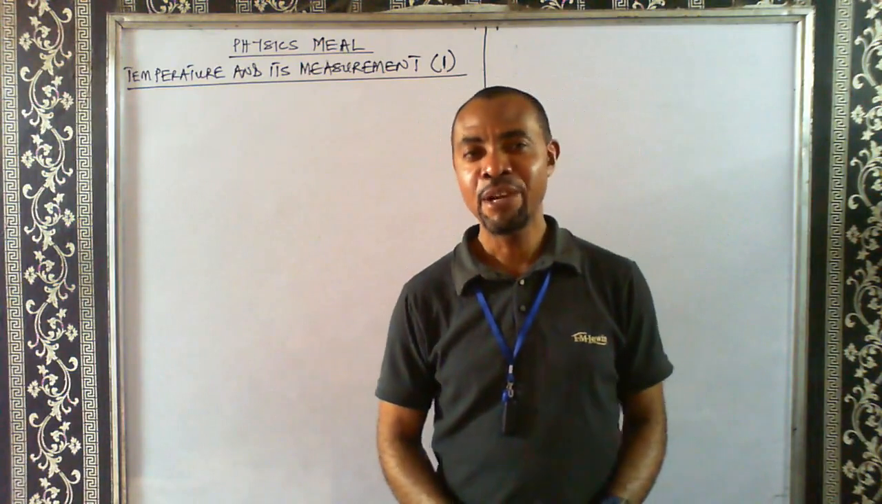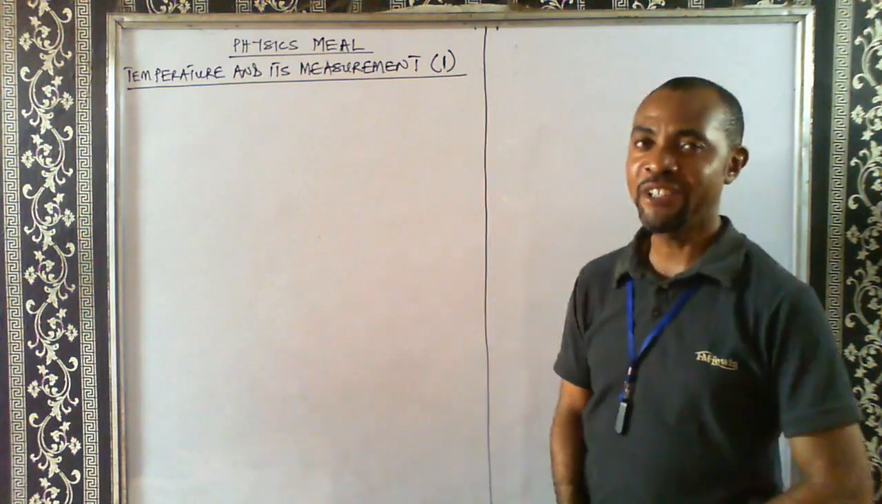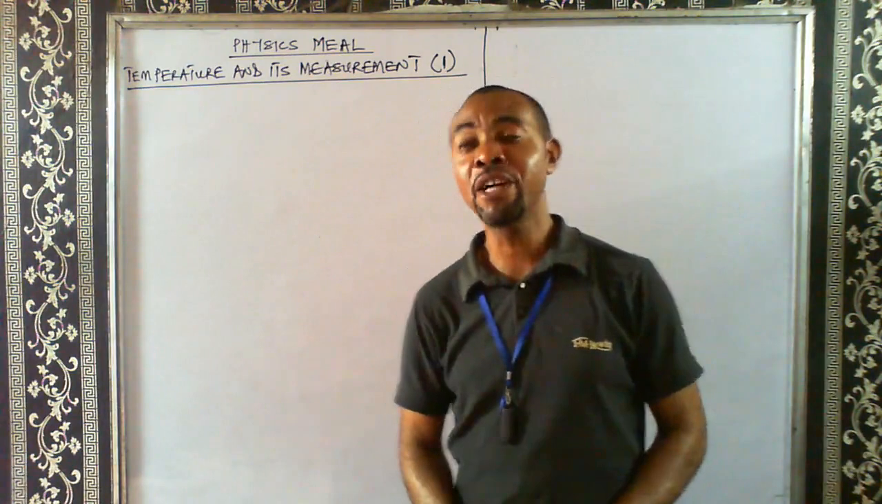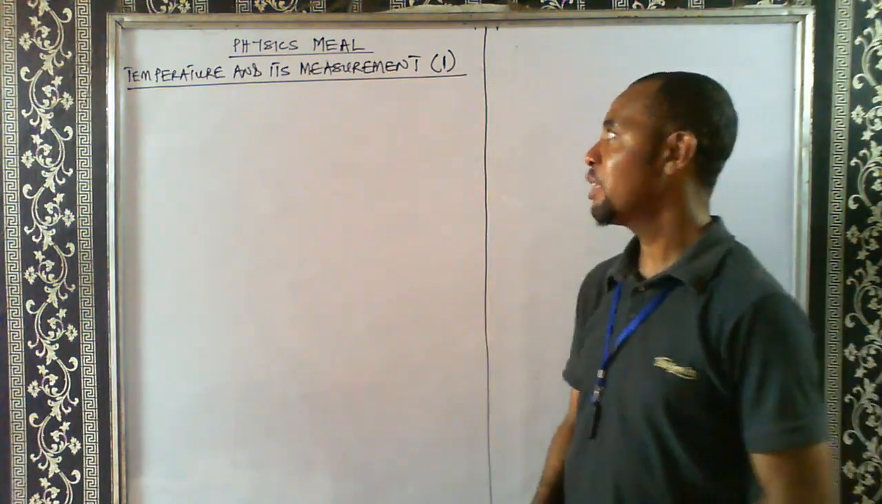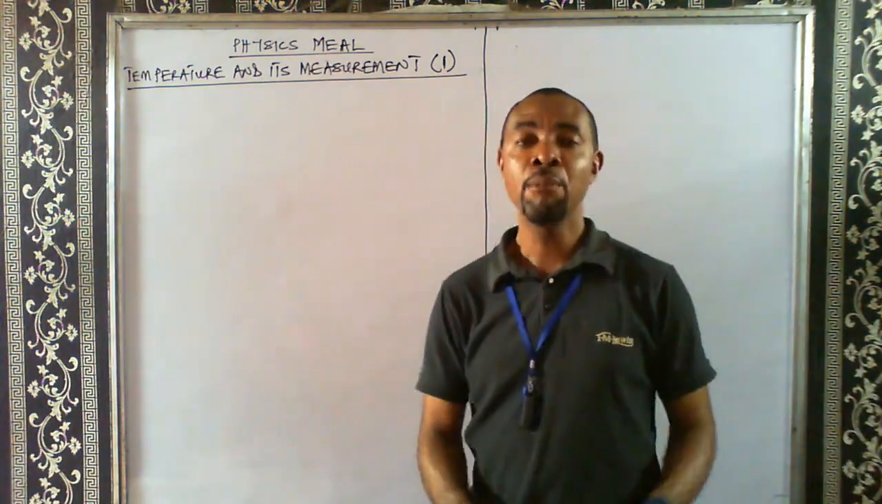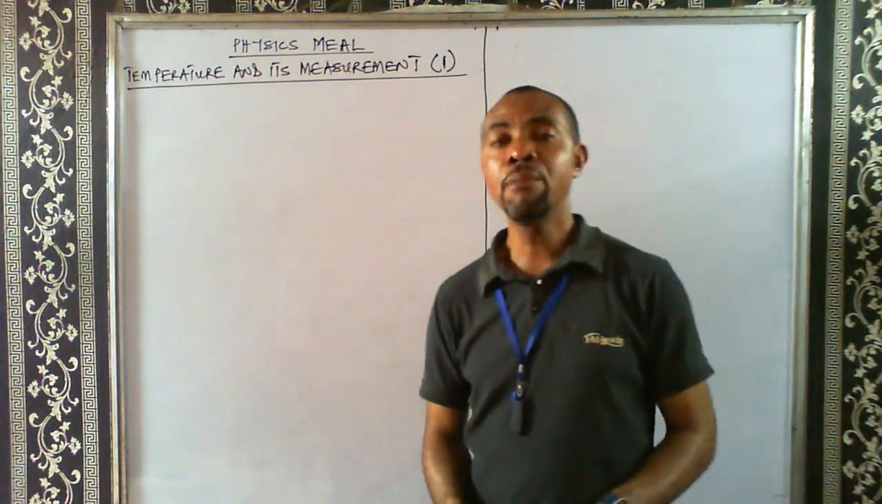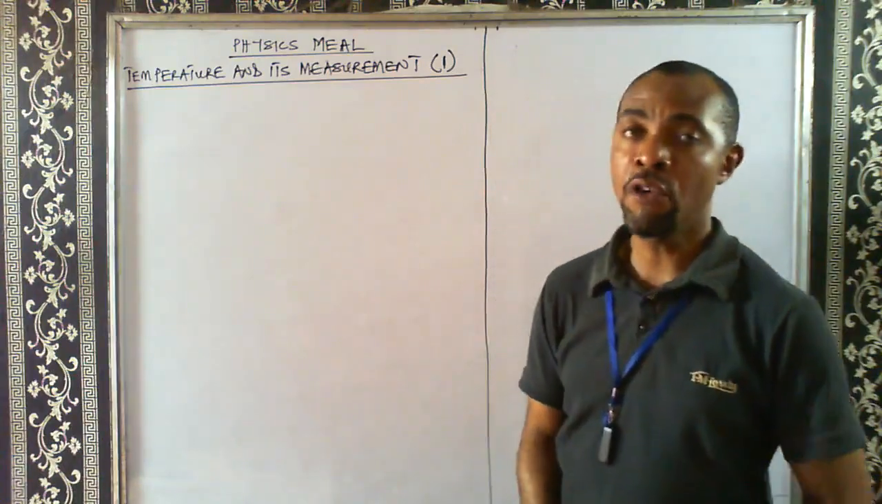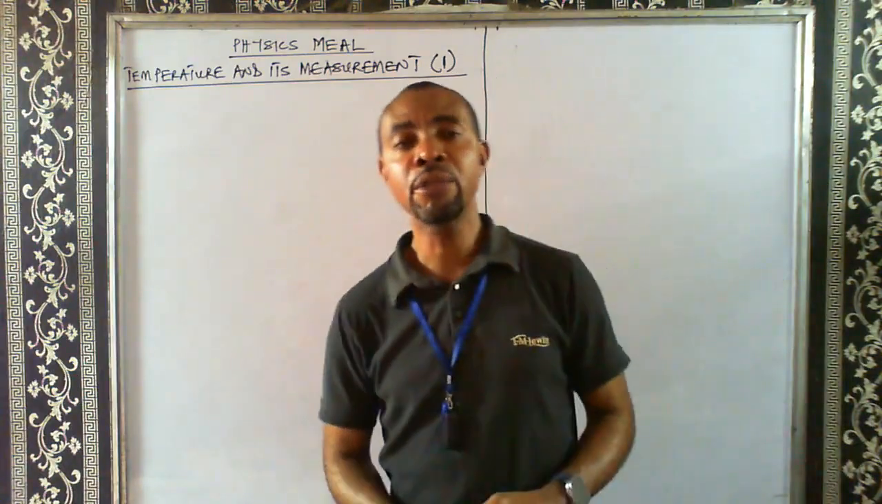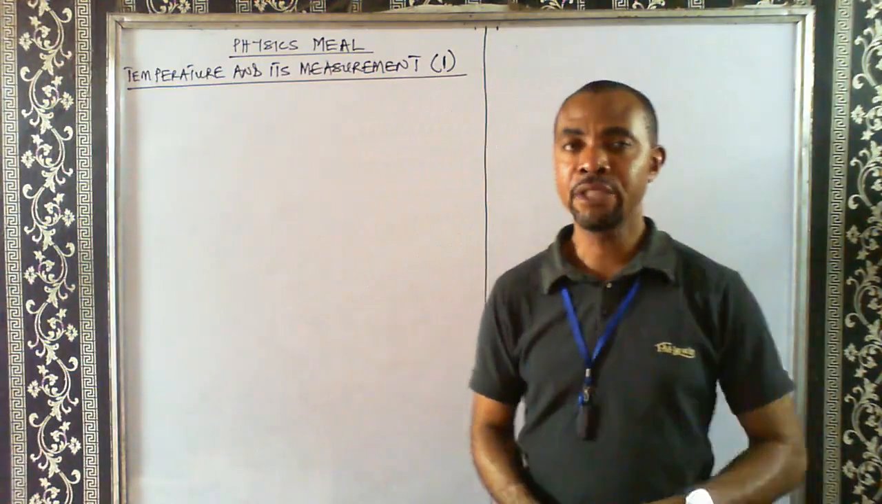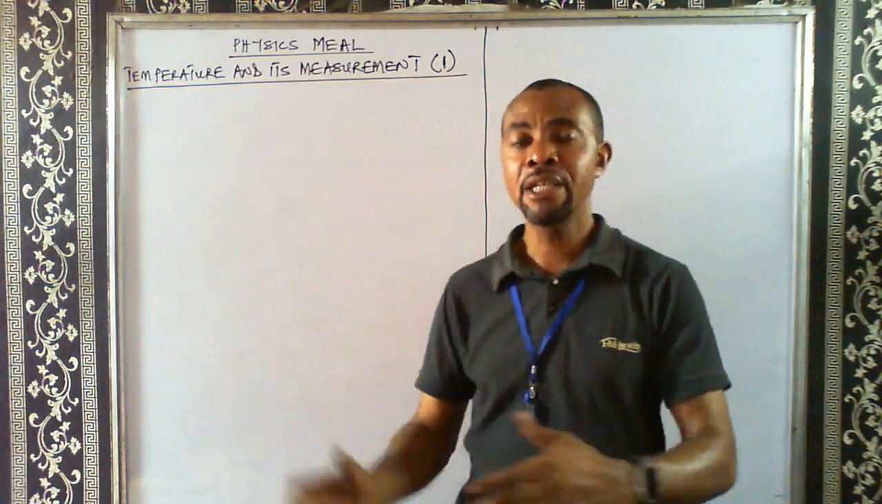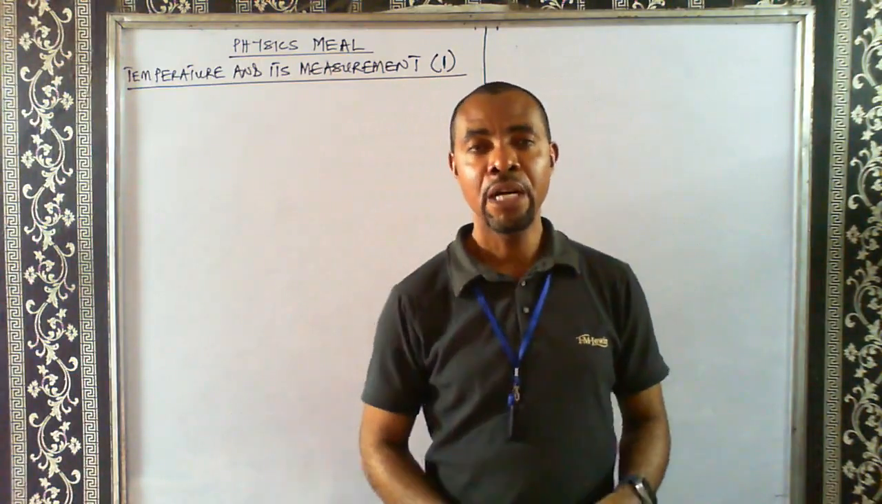This is still part of our Mathematics and Science Meal program where we enjoy ourselves in physics, chemistry, mathematics, and biology. Today on Physics Meal, we are going to look at the concept of temperature and its measurement, part 1 of it. Temperature and its measurement is a very important topic in the study of physics. It's under the aspect of physics we call thermal physics, because in thermal physics we look at heat and we also look at temperature and its measurement.